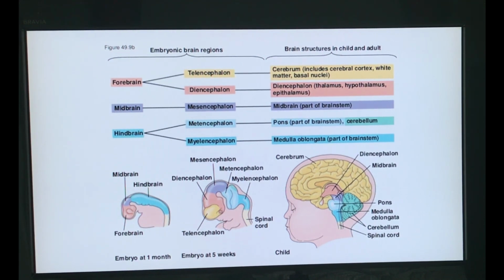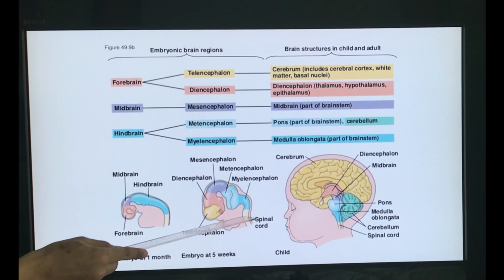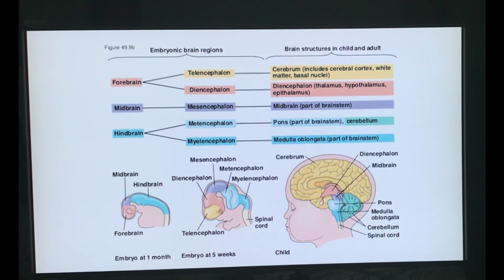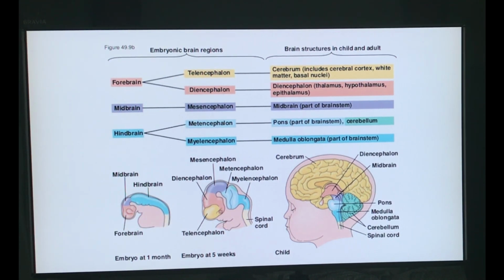Along with the development of the primitive brain vesicles, the dilatations, as I had mentioned, there will be two main flexures: the cephalic and the cervical flexures. The cervical flexure is between the developing spinal cord and the hindbrain, and the cephalic flexure is at the level of the mesencephalon. So these are the two flexures and the three primitive brain vesicles.